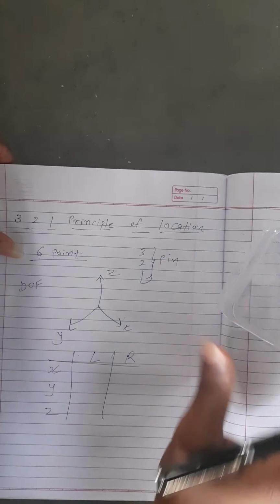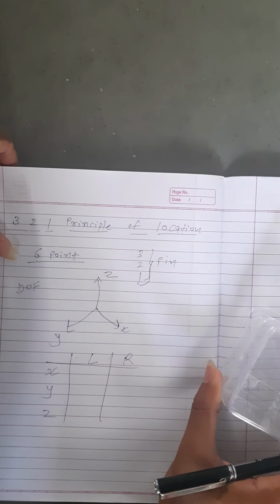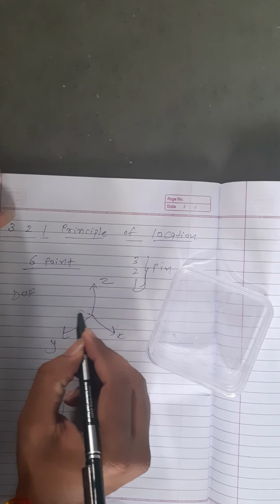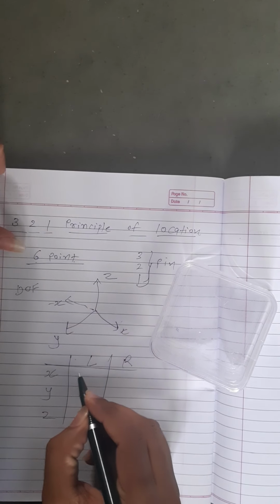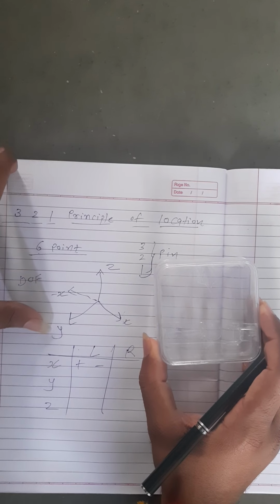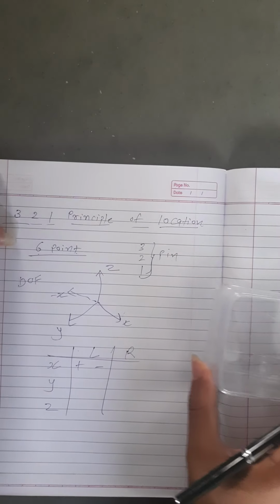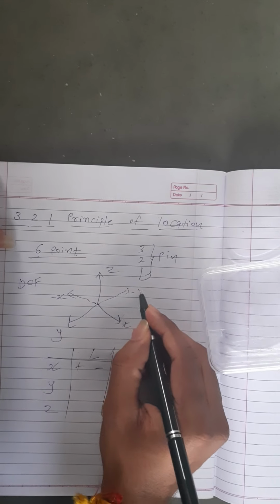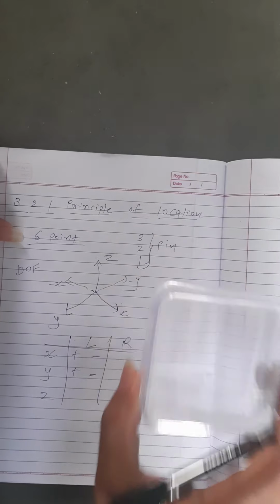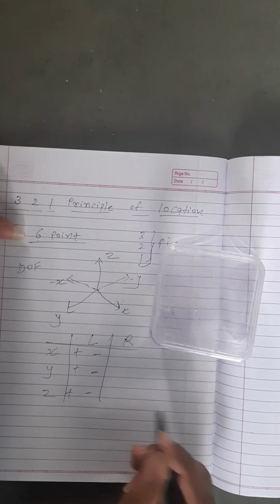So this is the workpiece. It can move in the x direction in positive. It can also move in the negative x direction. So positive, negative. Now similarly for y, it can move in the positive y direction, negative y direction. That means positive, negative. It can move upward, downward. So the same positive and negative for the y direction.